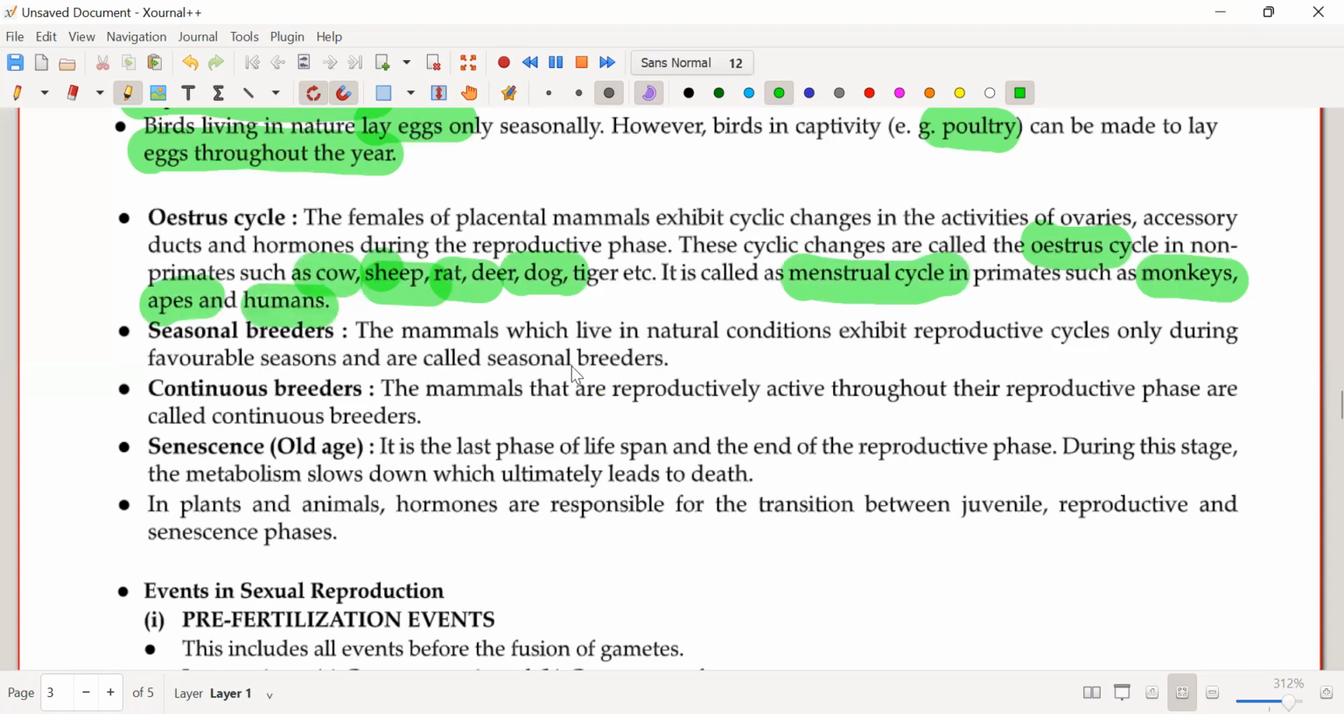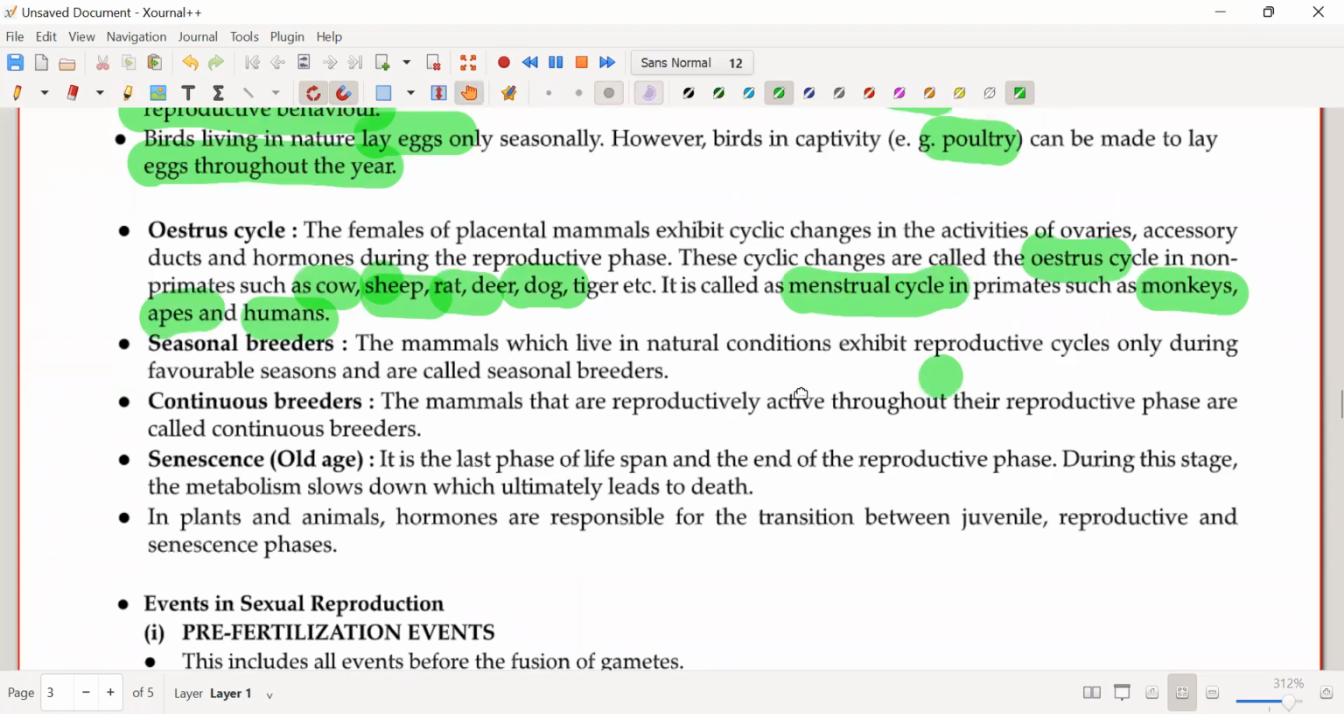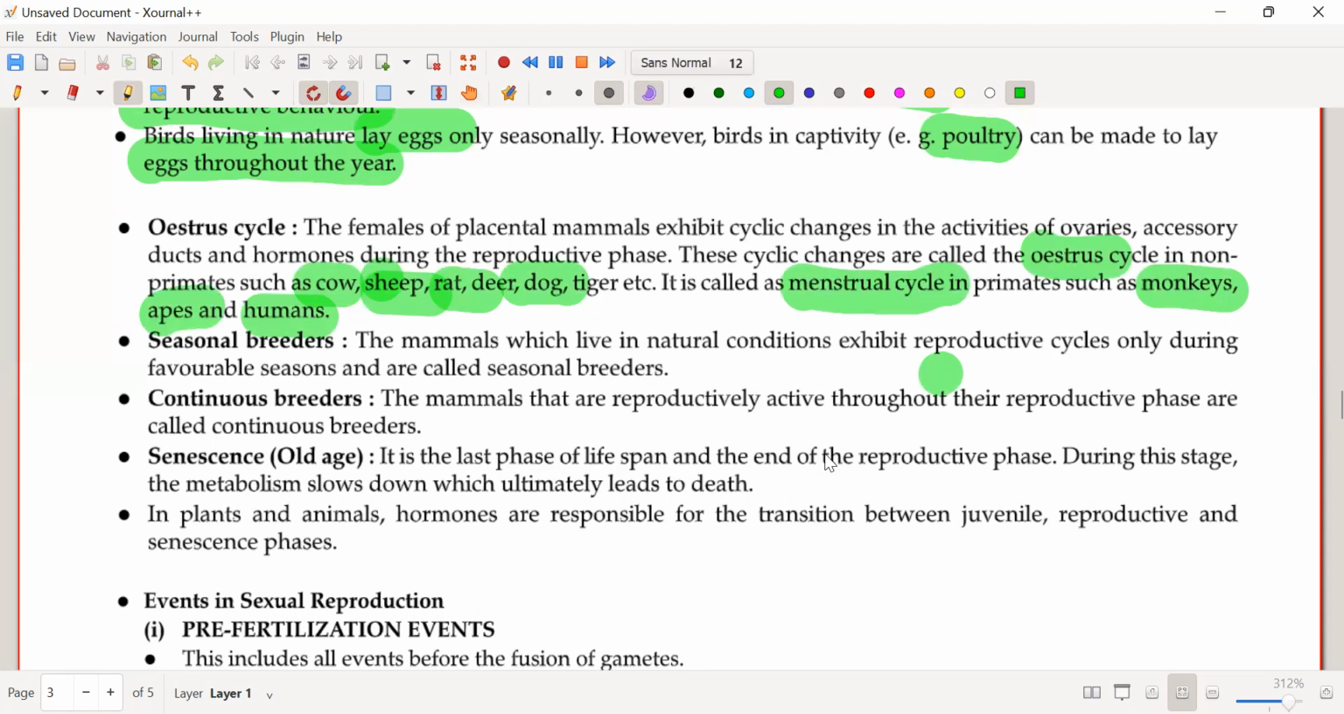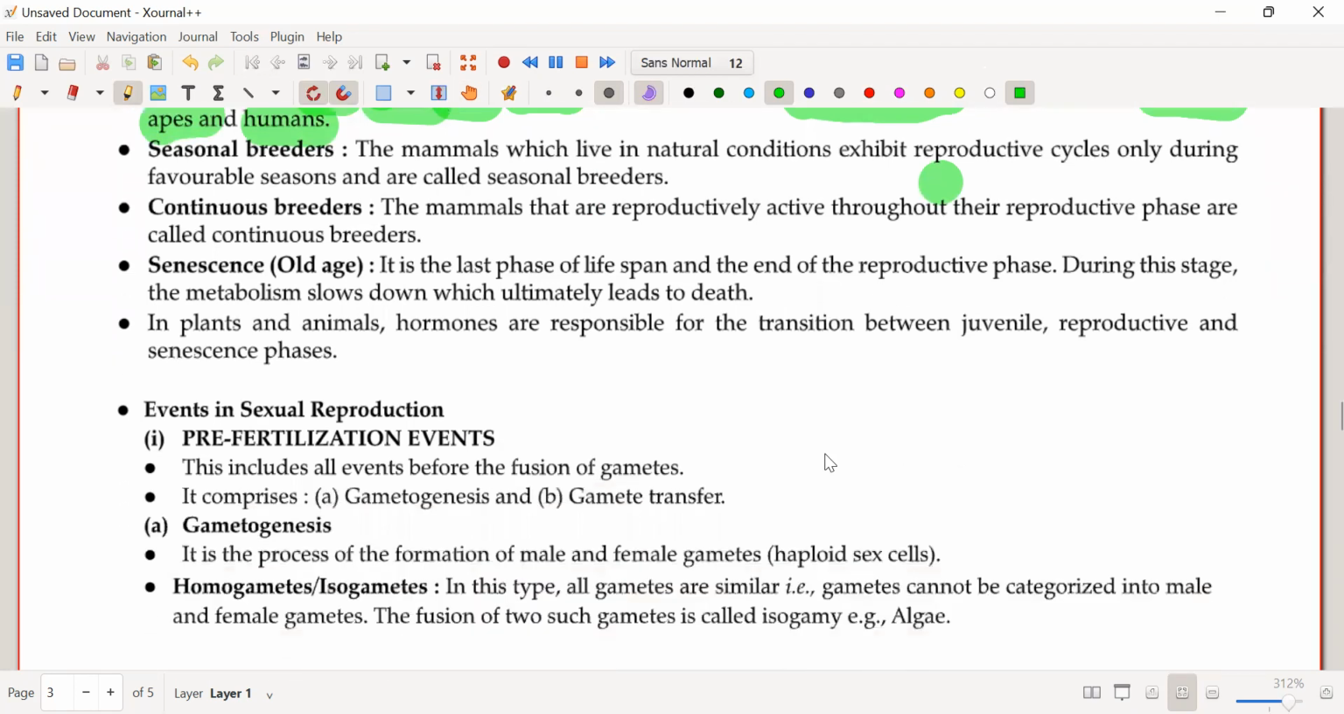Seasonal breeders. The mammals which live in natural condition exhibit reproductive cycle only during favorable seasons and are called seasonal breeders. Only in favorable season they will be producing offsprings, or else they won't. Then continuous breeders: mammals that are reproductively active throughout the reproductive phase are called continuous breeders.